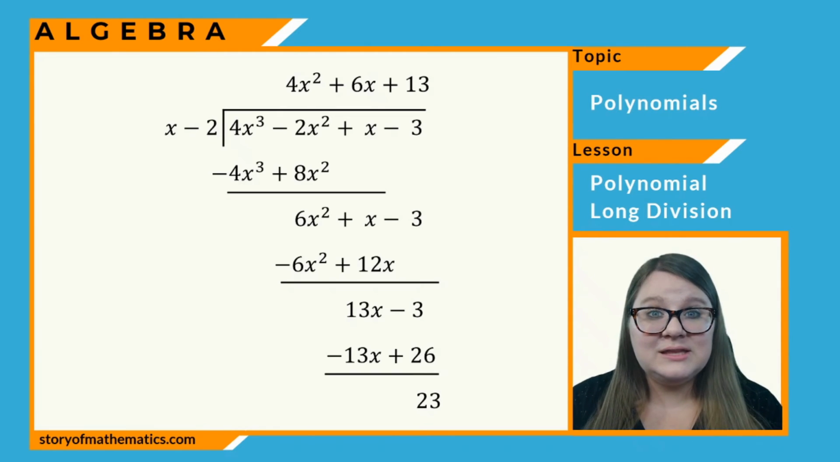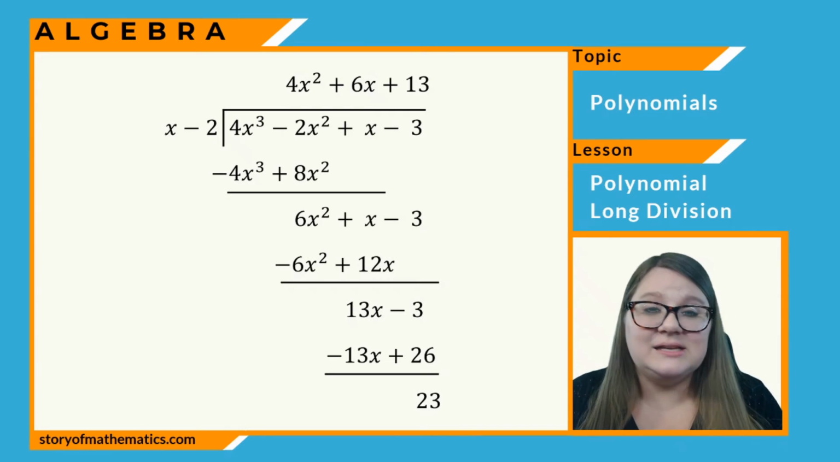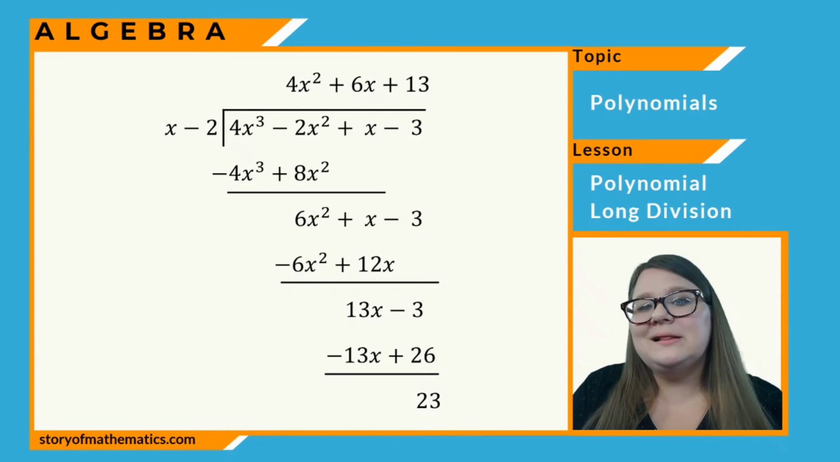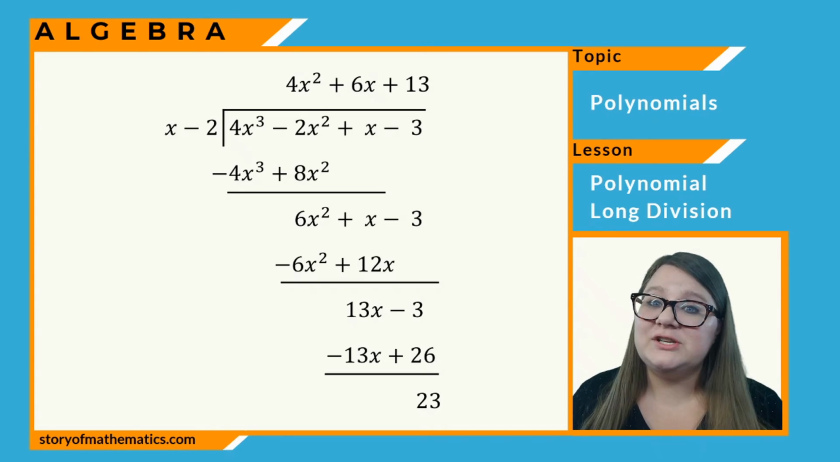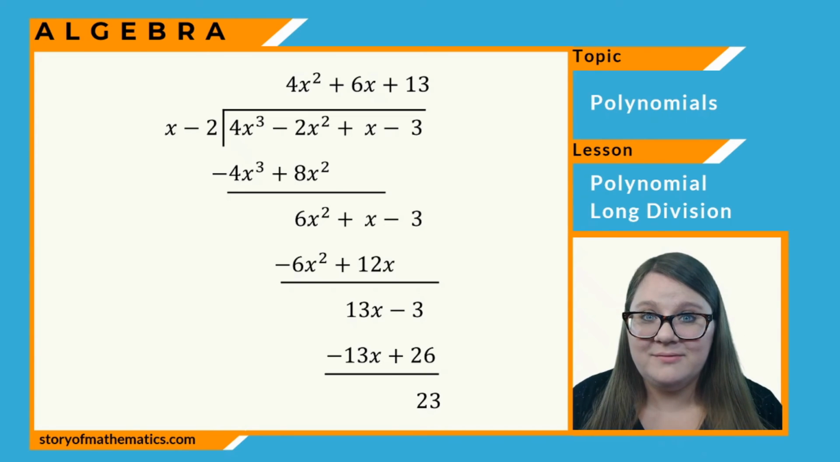Now notice here that this degree is 0, technically, because it's a constant. So that degree is less than the x minus 2 I'm dividing by. So this is now officially my remainder. I'm done. I can't go any further.